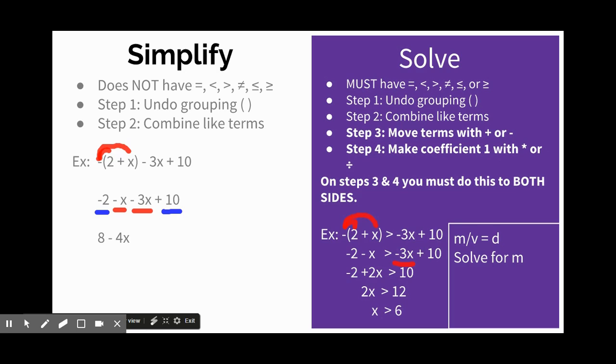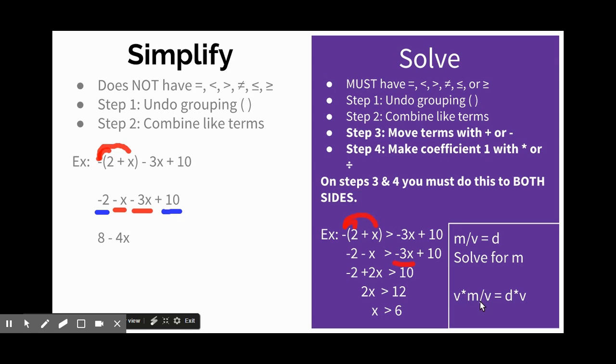The inverse of division is multiplying, because we don't have any grouping, we don't have any like terms, we don't have anything to add or subtract, so we're going to skip right on to multiplying or dividing. So V is dividing M. So the inverse of division is multiplying. So I want to multiply both sides by V to get M by itself. So that would look something like this.